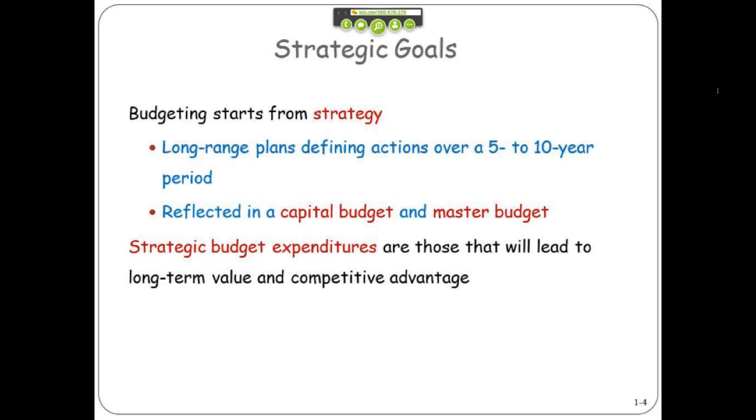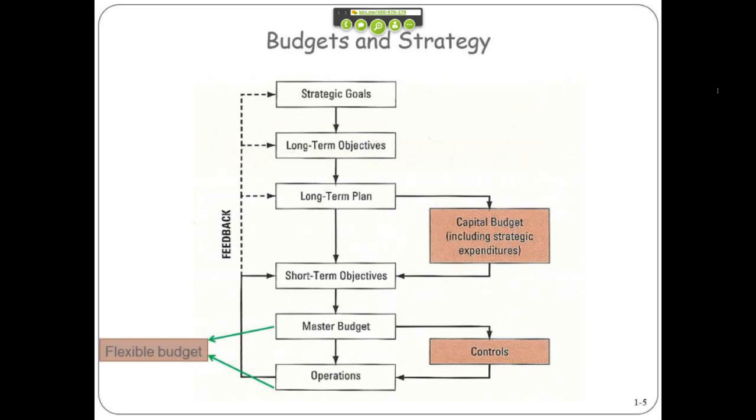Strategic budget expenditures are those expenditures that lead to long-term value and competitive advantage. I think we saw this slide the very first day or something similar to it. I won't go into it in too much detail, but right down here, you have your strategic goals, you have long-term plans that result in capital budgets, and then you have your short-term objectives, which is for the next year. That results in a master budget, which you then need to control, and you control that through the flexible budgets.